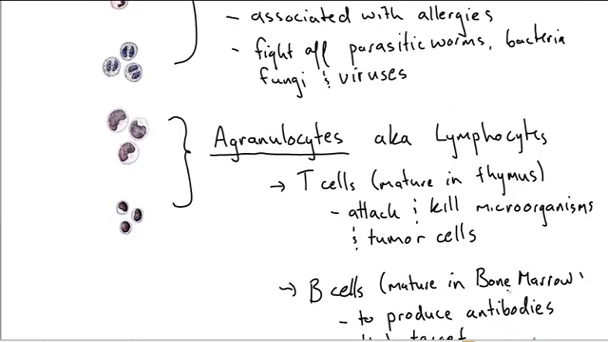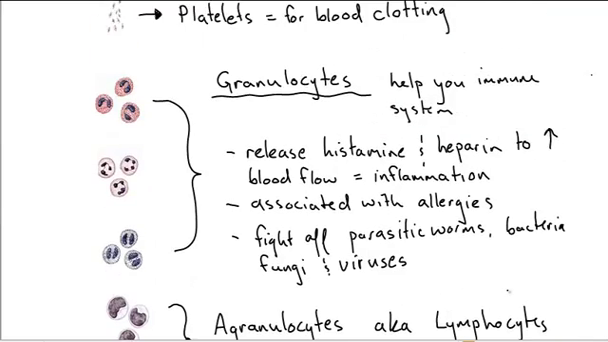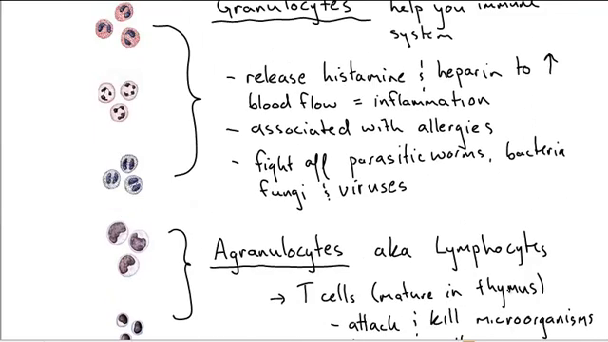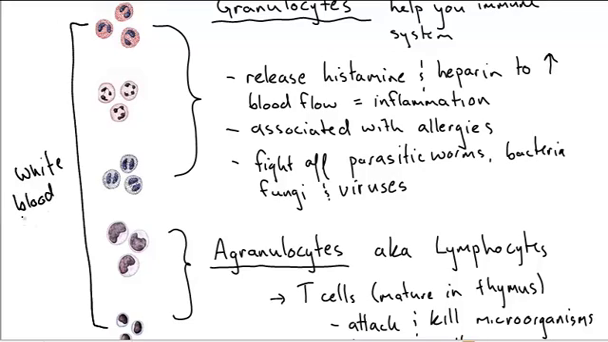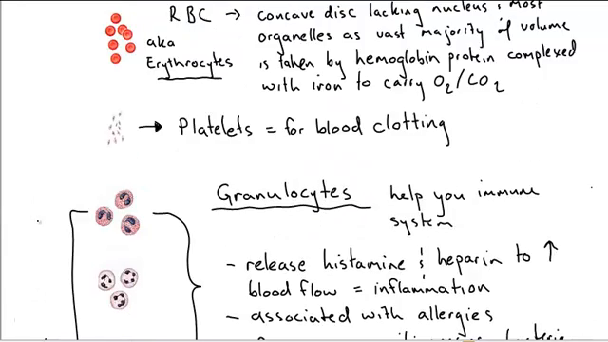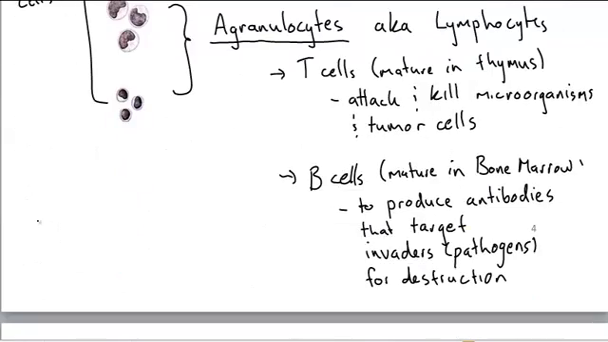And if we consider both the agranulocytes and the granulocytes together, these are called your white blood cells. Okay, and then of course you have your red blood cells and your platelets. Okay, so just down here, if you need to finish that off, I'll hold that on that screen for a second.